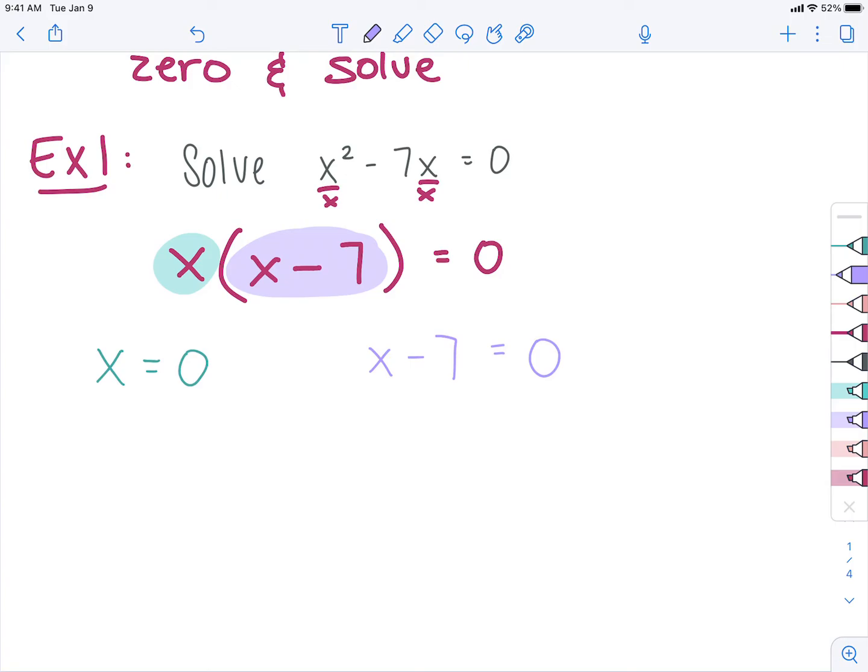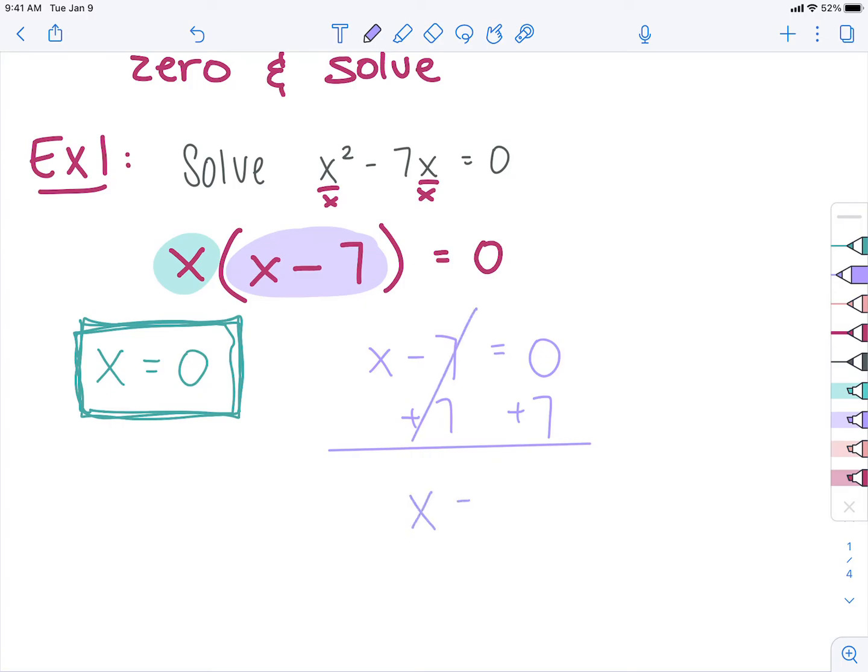Now the blue one, I really don't even have to do anything, right? X equals 0, the x is already by itself, it's already done for me. There's nothing else I can do there. So my first answer is just that x equals 0 because x is by itself, it's done. The purple one, the x minus 7 equals 0. I've got to move that 7 to the other side, right? When I do that, my 7's cancel, and I'm left with x equals 7. So my two answers for this would be 0 and 7.